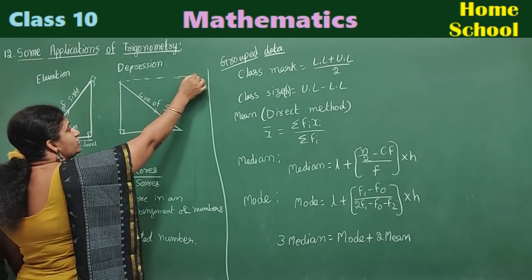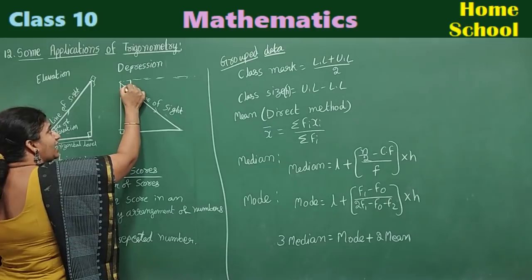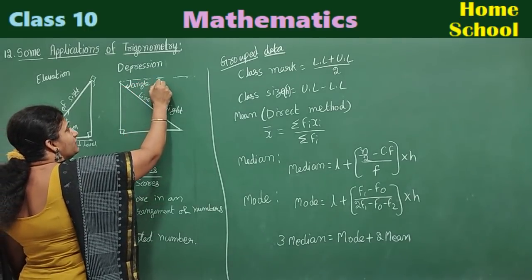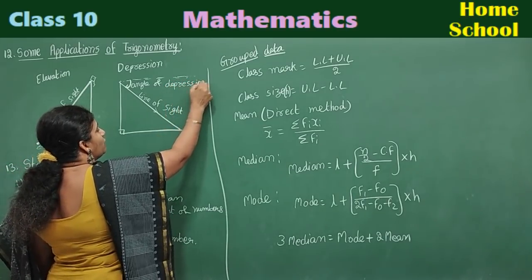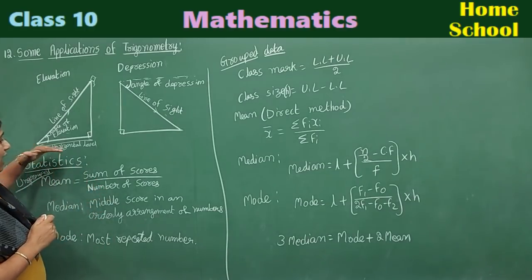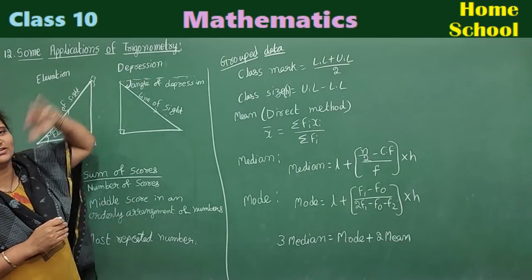And this horizontal line you can see. From here, the angle I am going to consider is called the angle of depression. And what is the tiny difference? The angle of elevation is above the horizontal level. The angle of depression is below the horizontal level.